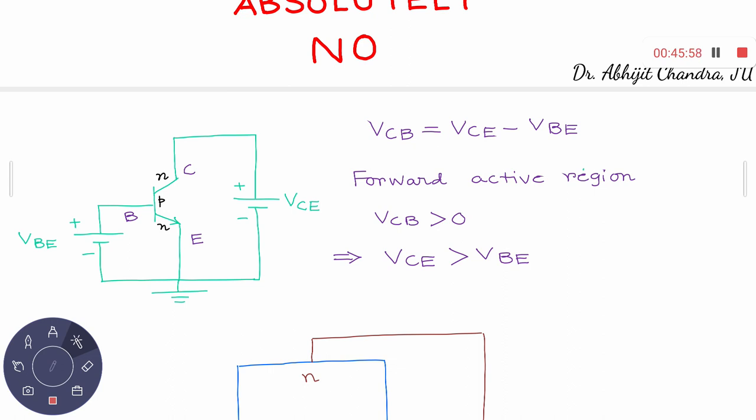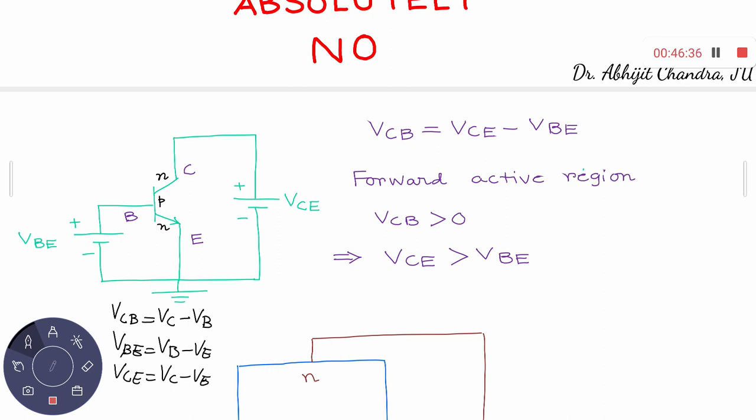What is VCB? VC minus VB. What is VCE? VC minus VE. Isn't it? Collector to base voltage is what? Collector to emitter voltage minus base to emitter voltage. VCB means the voltage difference between the collector terminal and the base terminal. What is your VBE? This is basically VB minus VE. And what is your VCE? VC minus VE.